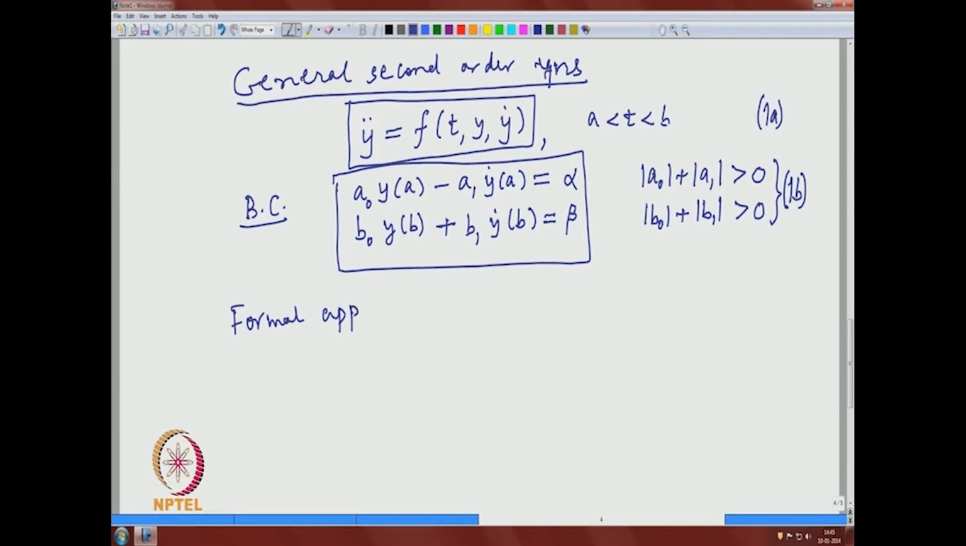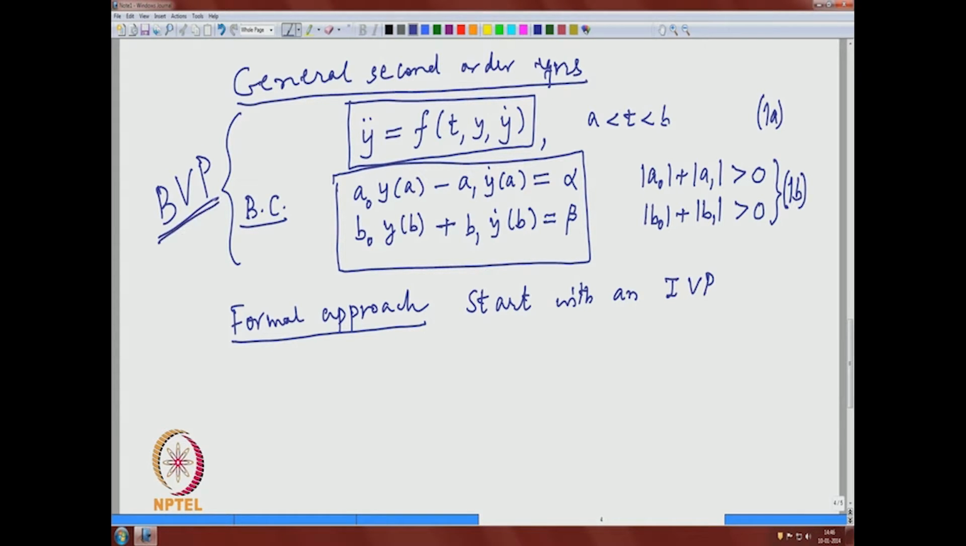A formal approach is the following. We start with an initial value problem, IVP. So, this is the BVP that we want to discuss, and we start with an initial value problem.